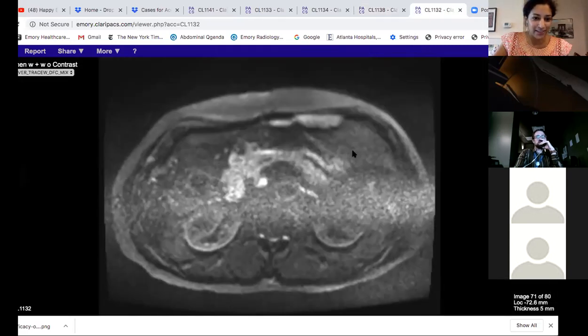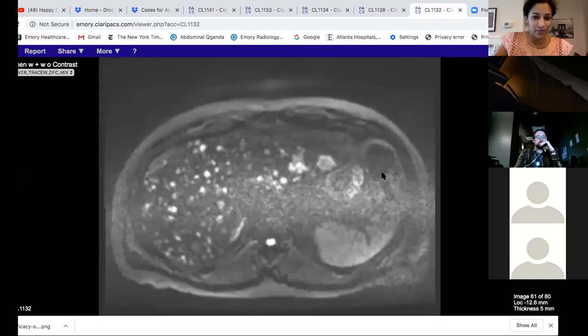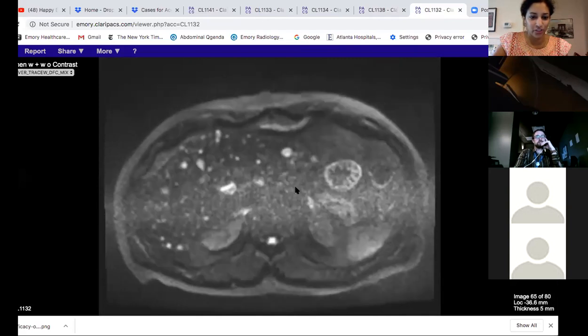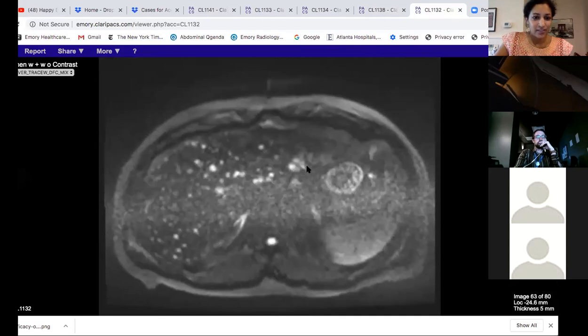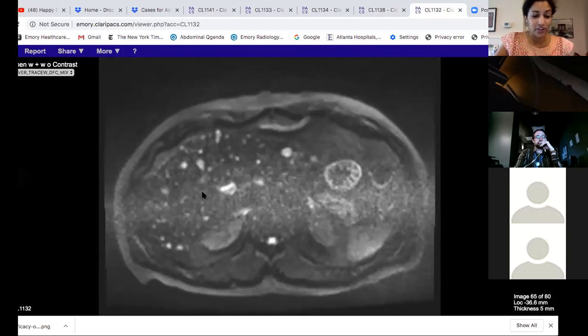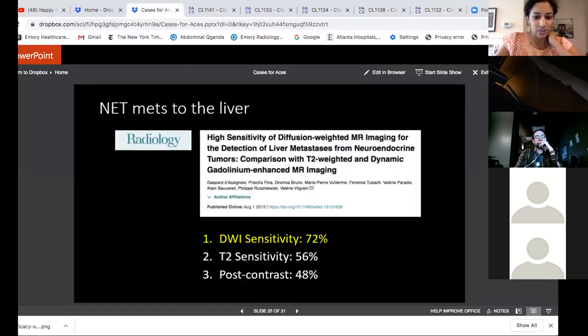The point of my case is that then I went to the diffusion, and this is what the diffusion looked like. Even though on the pre-contrast we could only see 3 or 4 lesions, there were over 50 lesions throughout this liver. So diffusion is really, really helpful. Arterial phase is very helpful, especially for ones that are more arterial enhancing, and diffusion is very helpful. So just a couple of teaching points. Diffusion has a much higher sensitivity for picking up neuroendocrine metastases, more than T2 and post-contrast.